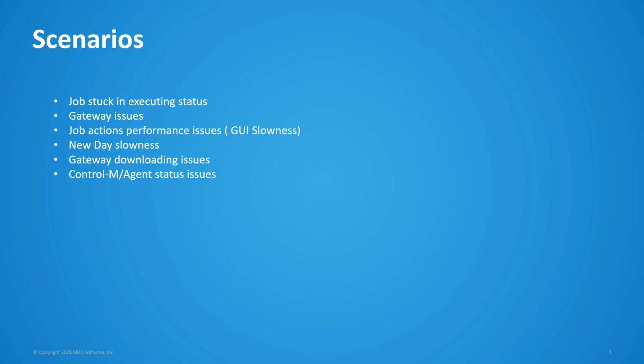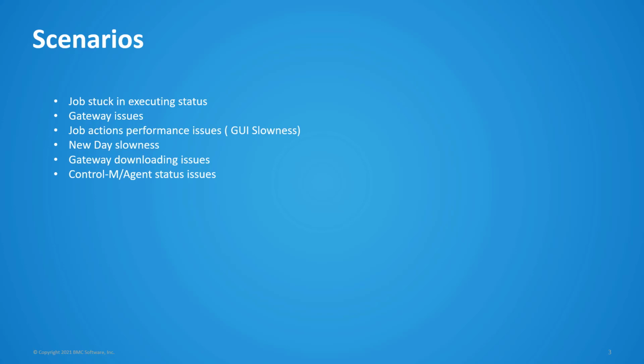Here we can find the different scenarios existing in the product. By the way, it's not possible to configure additional scenarios. Let's review and discuss each one. The first should be used when there are jobs with problems in the job status.